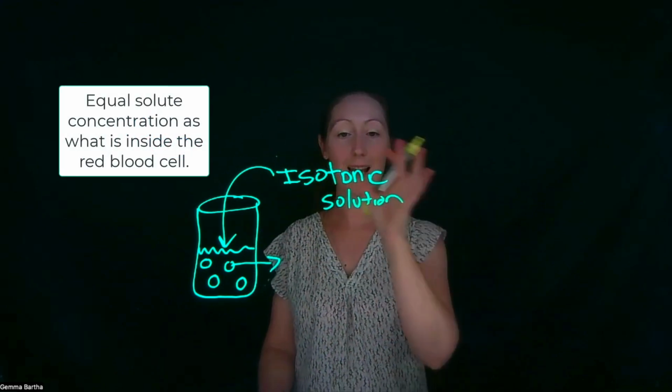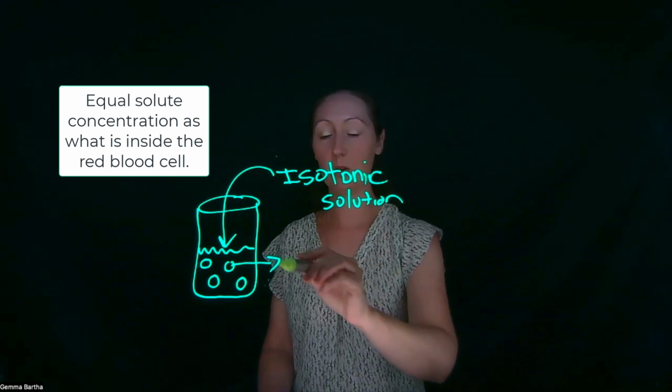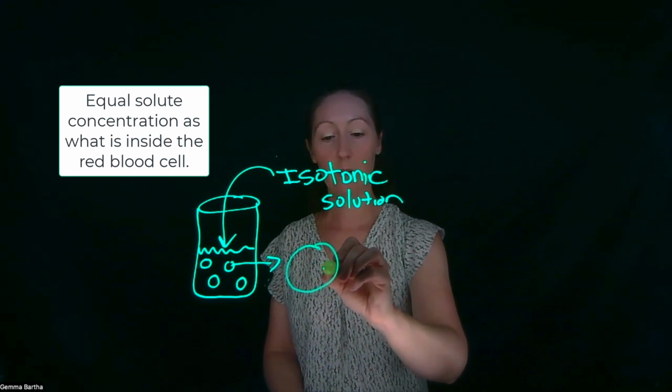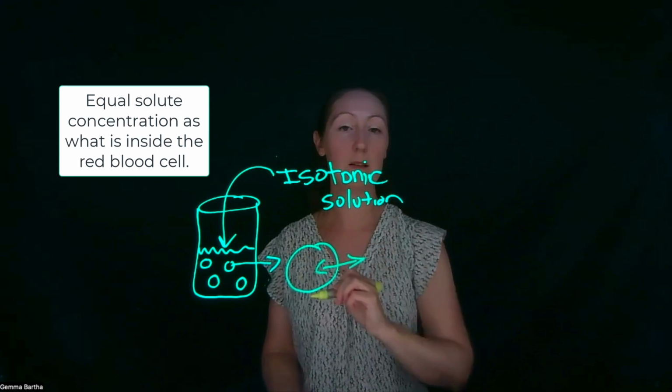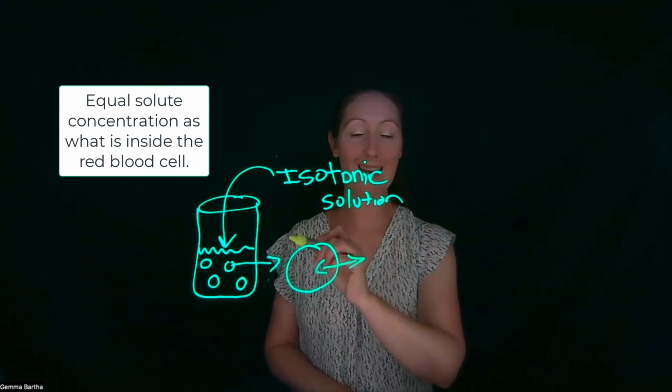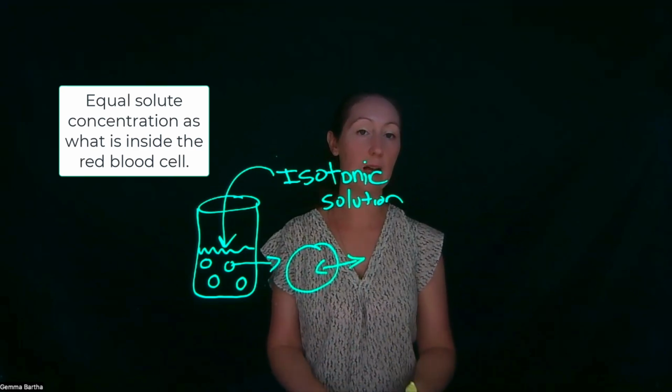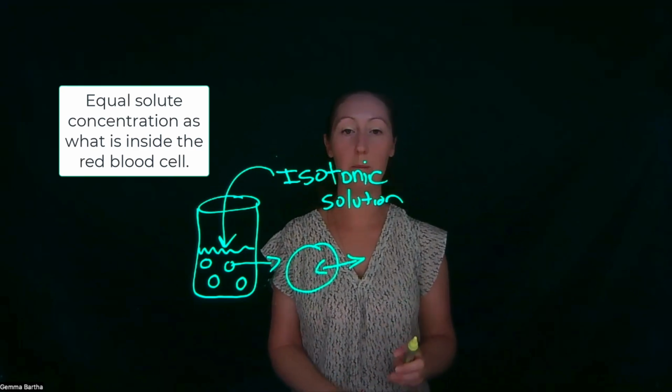And so if you put an isotonic solution into your red blood cells, you're going to have an even net movement in and out of that cell. You're not going to have any shrinking, and you're not going to have any swelling or bursting.